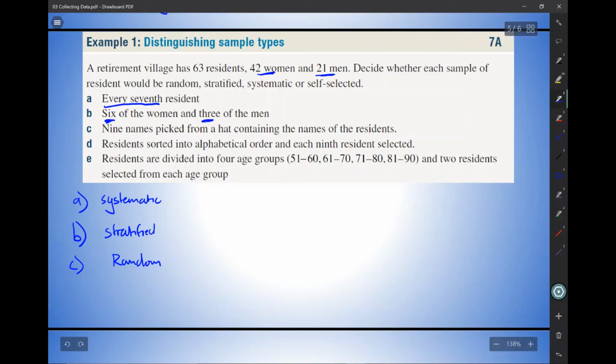At this point, I'd like you to pause the video and try and do the last 3 on your own. When you unpause, I'll show you what the answers are. Sorry, last 2, that is.